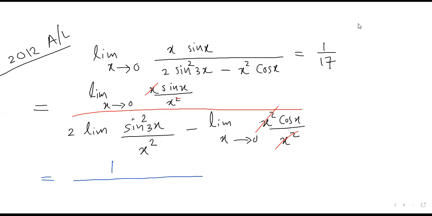Okay, so anyway you have to create like this, should be 3x squared, no? 3x squared, then you have to multiply by 9 to cancel them, because then only this part is going to 1, when limit 3x is going to 0, here x is going to 0. Okay, then 9 times 2, 18, minus here when x is going to 0, cos 0 is going to be 1, then 1 over 17 is the answer.